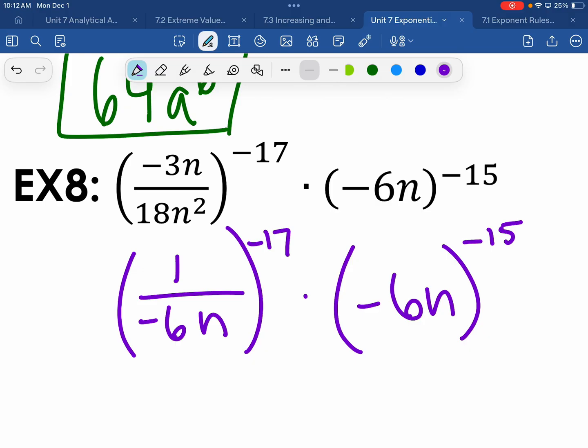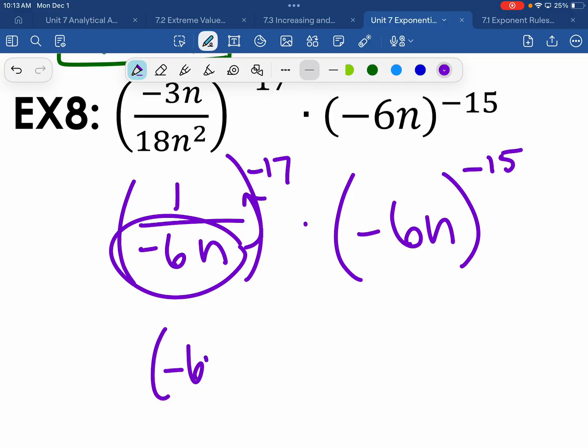All right, so I started simplifying here, this inside, and I got 1 over negative 6n to the negative 17th, and then this guy right here. Now, are the bases the same? No, but they're close, right? All I got to do is move this negative 6n to the top. So what happens with the exponent when I move that to the top? It flips signs. Yeah, it changes sign.